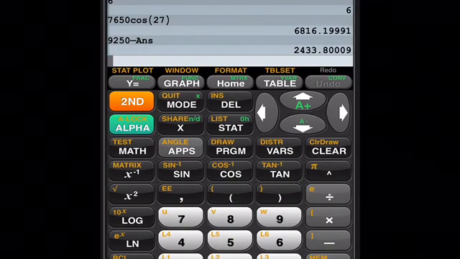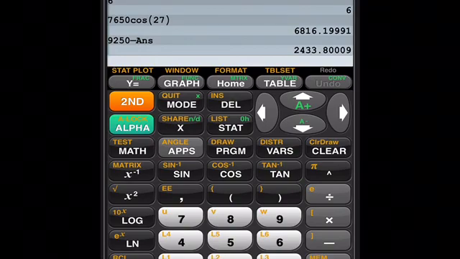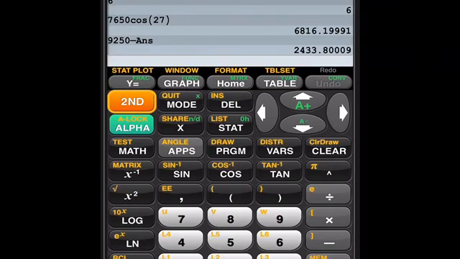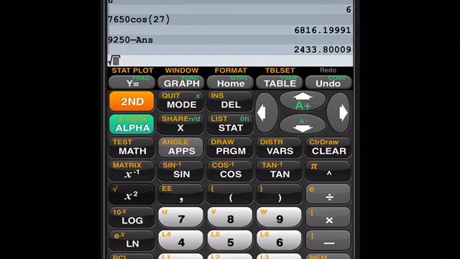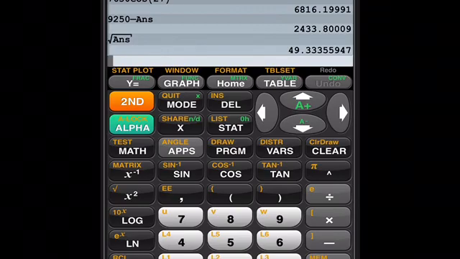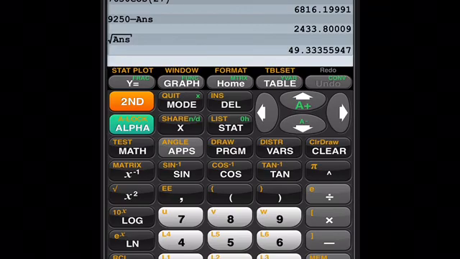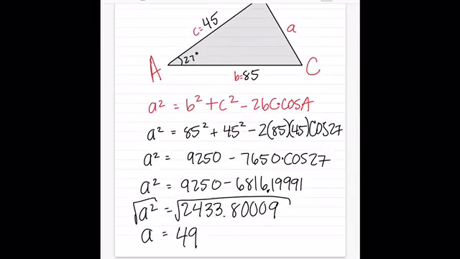So the square root is the same button that the square is on, over here on the left side. I'm going to do the second function of the x squared, and that gives me that. And then I do second negative sign to put the answer in there, and then I hit enter.